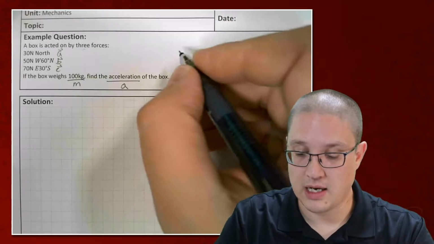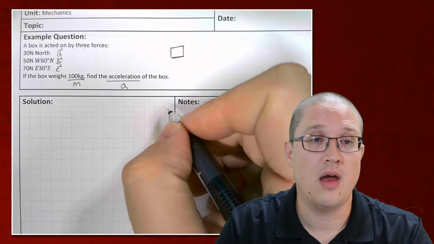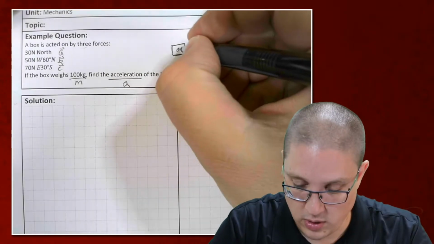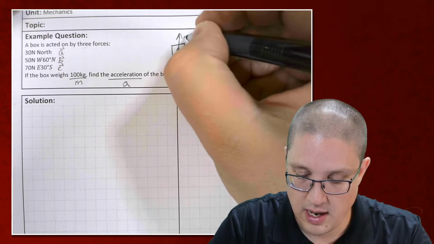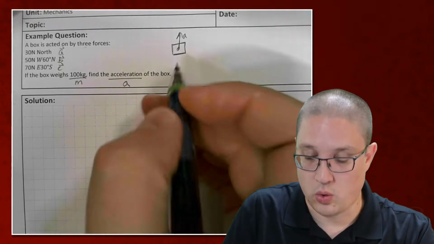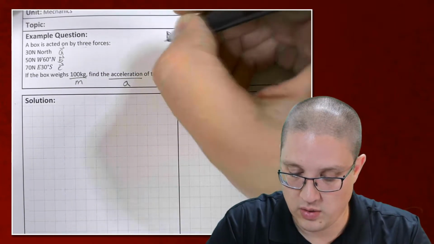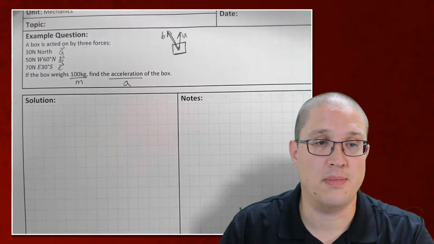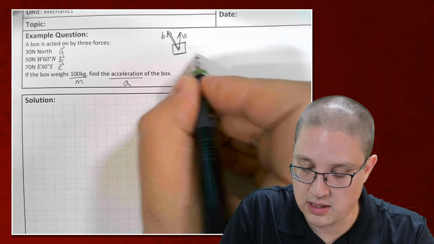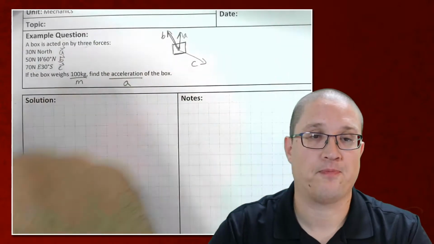Great. Let's sketch this out really simply first. Here's my box. I have three forces: 30 newtons due north on this one, so A is going that direction. 50 newtons west, 60 degrees towards north. So I'm going to go west and then 60 degrees towards north. So this one is going to be somewhere like that. That's going to be B. And then 70 newtons east, 30 degrees south. So east and then 30 towards south is about there. And that's going to be C.